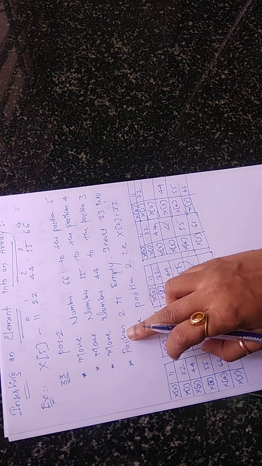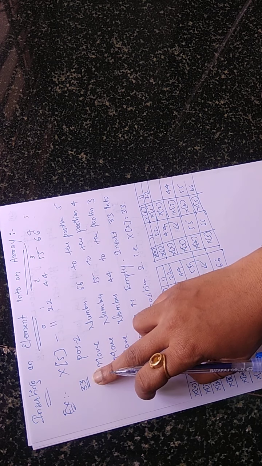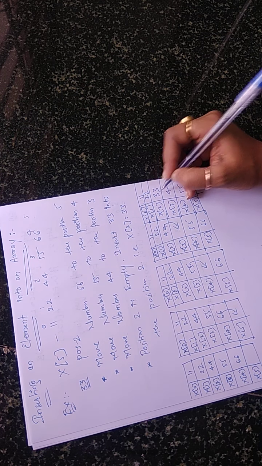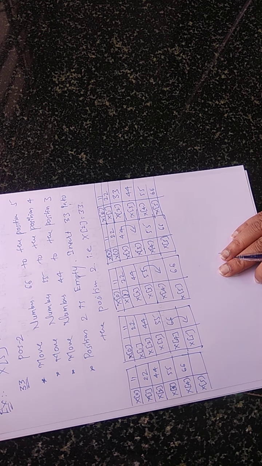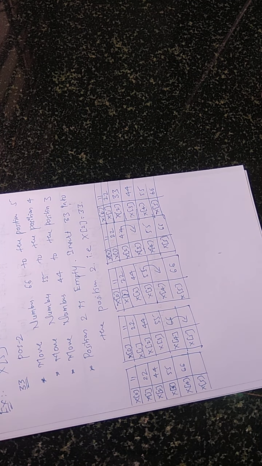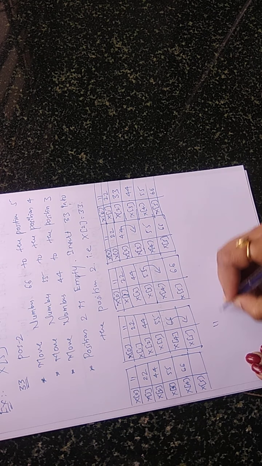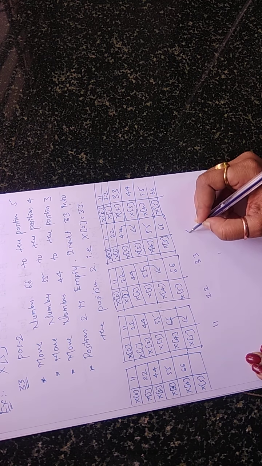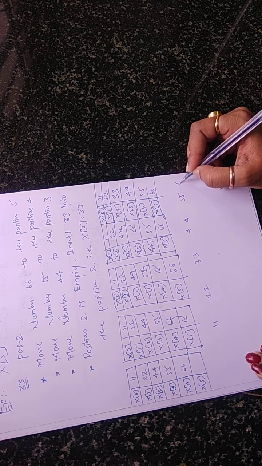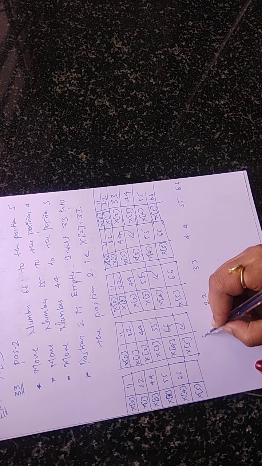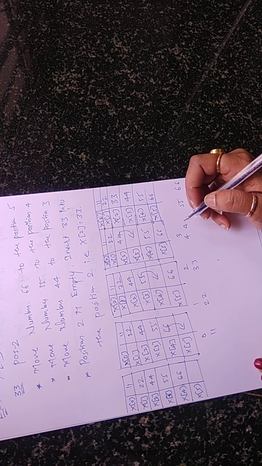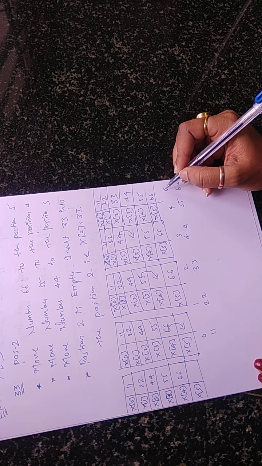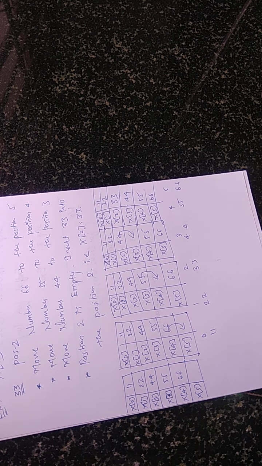What do we have to do? In the second position we are inserting 33. Now add 33 here. So your new array after adding a new element will be 11, 22, 33, 44, 55 and 66. They are in the 0th position, 1st position, 2nd position, 3rd position, 4th position and the 5th position. So in this way your insertion works.